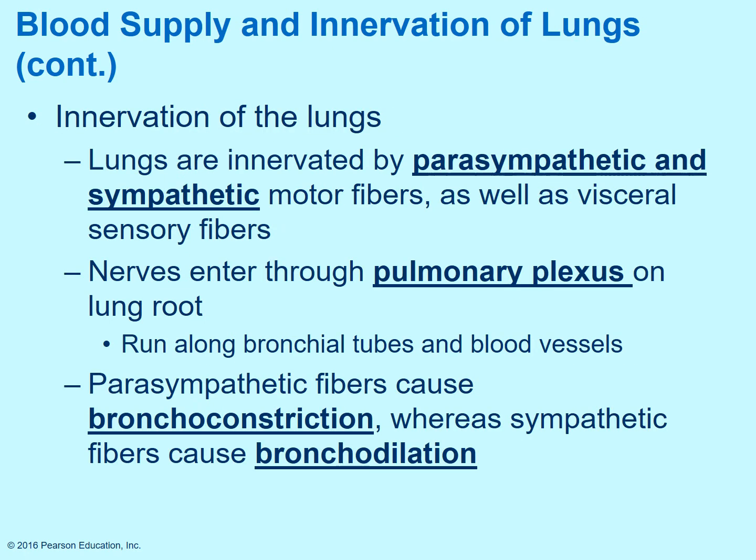The nerves: the lungs are going to be innervated by parasympathetic and sympathetic nerve fibers. Most of these nerves are coming through what's known as the pulmonary plexus. Parasympathetic fibers tend to cause bronchial constriction, which is going to decrease the diameter of the bronchioles, whereas the sympathetic division is going to cause bronchial dilation, which means it's going to increase the diameter of those bronchial tubes to allow even more air.